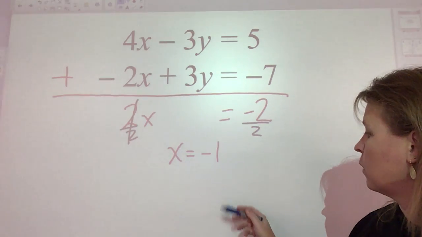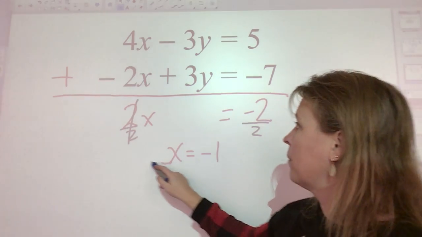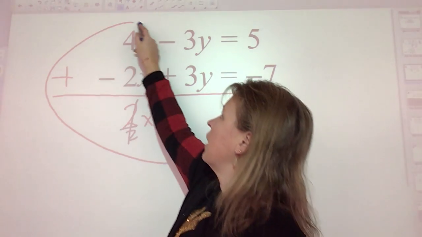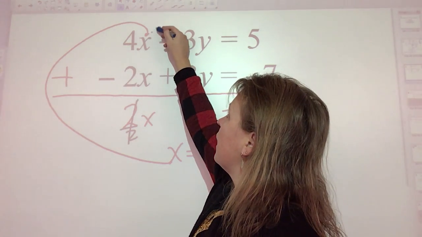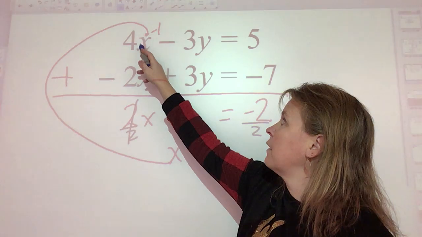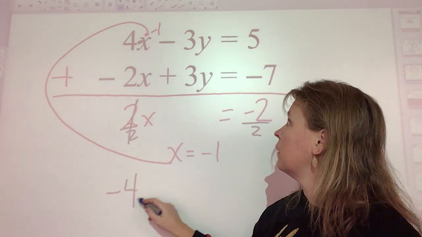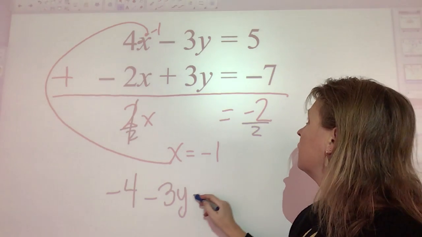Take that negative 1, plug it in for the x this time. Why am I plugging it in for an x? Because that's what it says. X is negative 1. So my new equation is 4 times negative 1, which is negative 4, minus 3y equals 5.